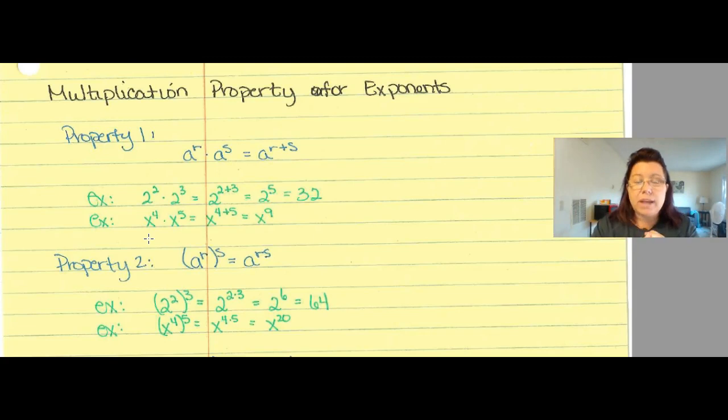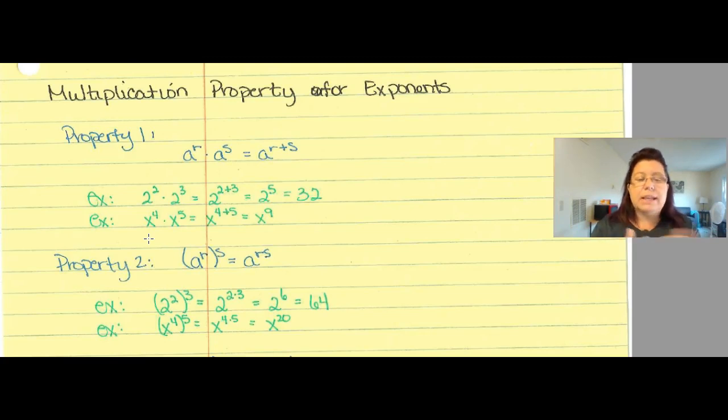Now, if I wrote it out, it's going to be 2 squared times 2 squared times 2 squared. And that brings us up to property number 1, and that's 2 plus 2 plus 2, which is 6. Or we can jump to use this property and say, well, 2 squared cubed is 2 to the 2 times 3. 2 to the 6, which is 64.